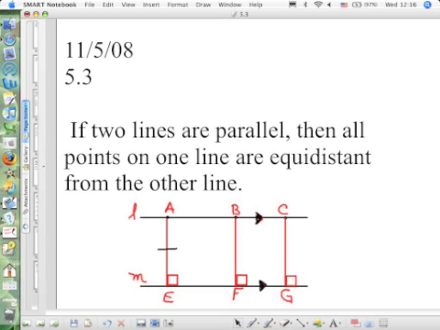How could we use this information? Name 3 congruent segments. AE, BF, CG. AE is congruent to BF, is congruent to CG. That's how we can use that information. Which basically is saying the parallel lines are the same distance apart all the way across, which is obvious, because they're parallel. It's just a fancy way of saying it.